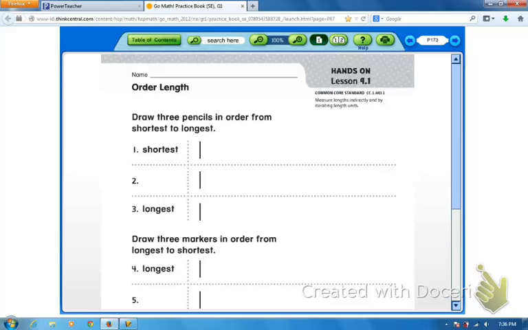For lesson 9.1, so we're starting on chapter 9 and we're working with measurement. Lesson 9.1, the question we are asking is, how do you order objects by length?